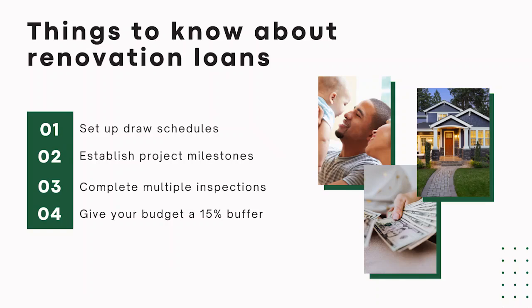First, you'll need to set up draw schedules. Lenders are going to release funds to you for your construction project based off different phases and milestones that you have completed. During this time frame, you'll also need to pass different types of home inspections that you will have to set up with your county and state governments, which means it could take some time. During these phases, you'll have to pass those in order for us to distribute the funds.